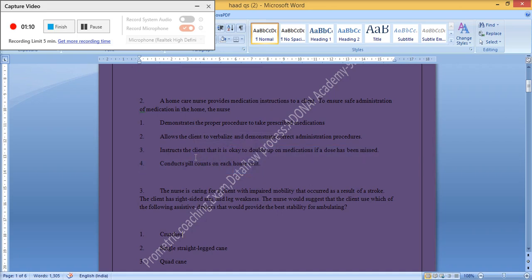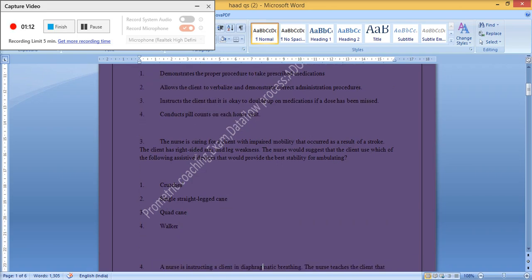3. The nurse is caring for a client with impaired mobility that occurred as a result of a stroke. The client has right side arm and leg weakness. The nurse would suggest that the client use which of the following assistive devices that would provide the best stability for ambulating? 1. Crutches. 2. Single straight leg cane. 3. Quad cane. 4. Walker. The correct answer is 3. Quad cane.